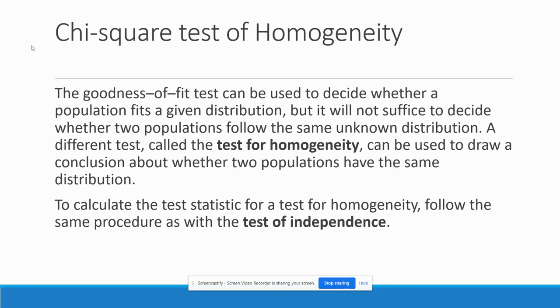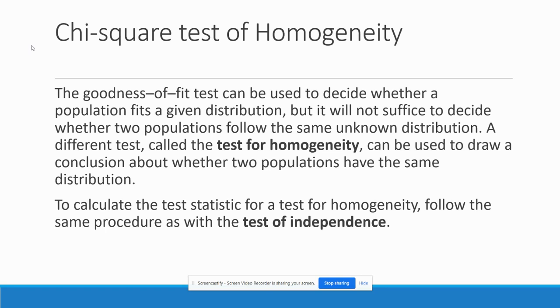So now let's look at the chi-square test of homogeneity. The goodness of fit test can help you decide if one population fits a given distribution, but it won't let you do two populations. Well, the test that you can run for those two populations is a test for homogeneity, and it can be used to draw a conclusion about whether two populations have the same distribution.